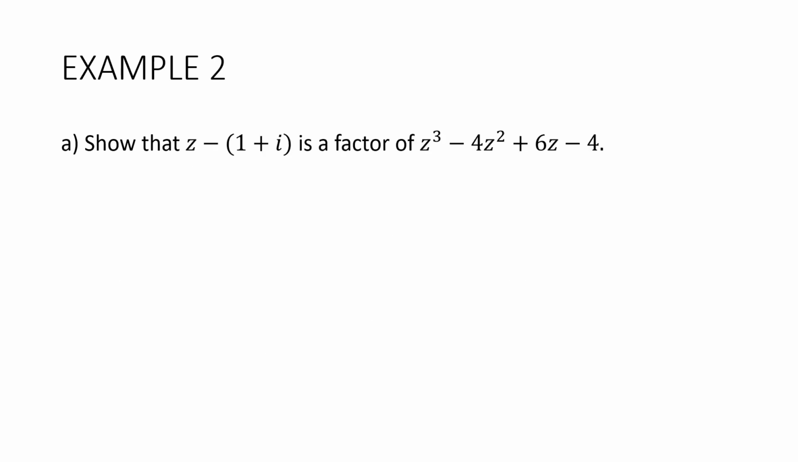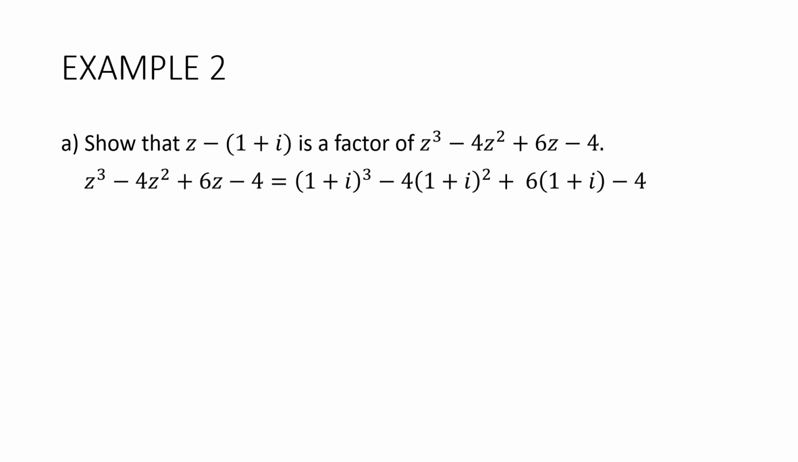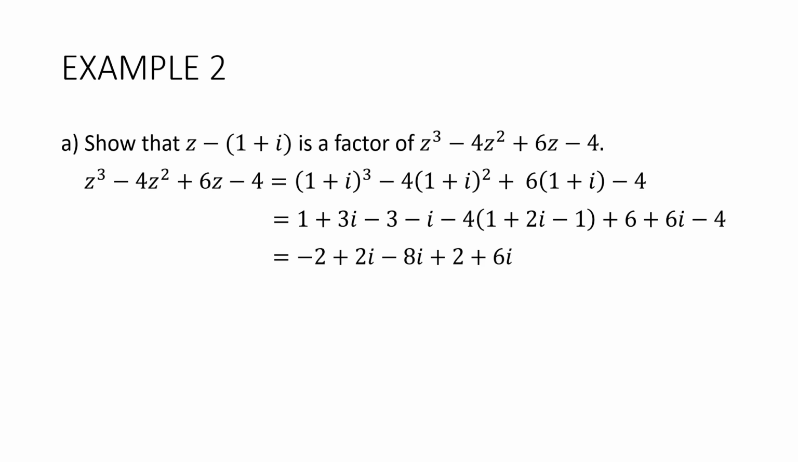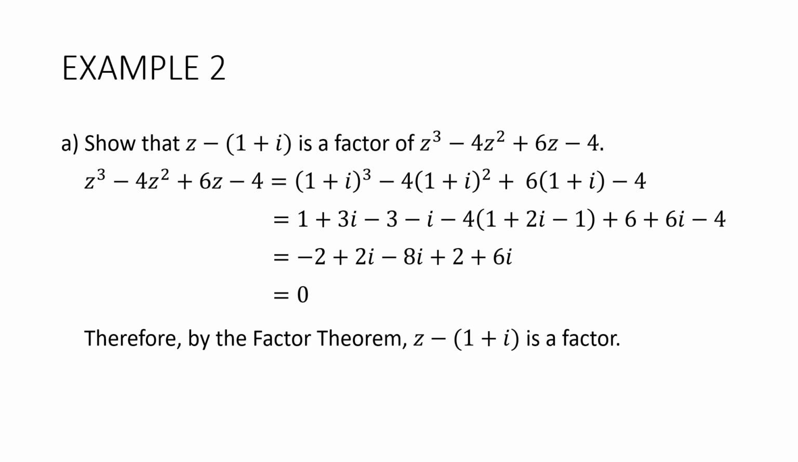Here's example 2. Part A. Show that z take away in brackets 1 plus i is a factor of z cubed minus 4z squared plus 6z minus 4. So all we're going to do is take 1 plus i and substitute it in here, and hopefully we will get 0. So it equals 1 plus i all cubed, take away 4 times 1 plus i squared plus 6 times 1 plus i, take away 4. Expanding it out, and then collecting like terms, we end up with 0. Therefore, by the factor theorem, z take away in brackets 1 plus i is a factor.